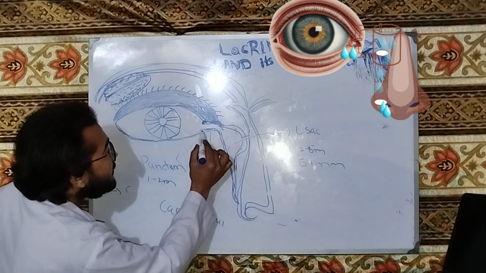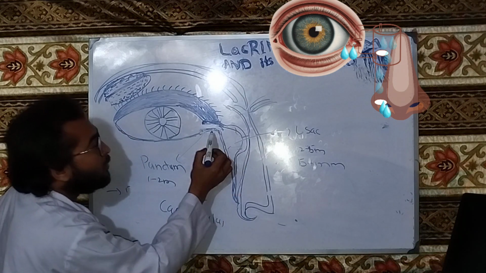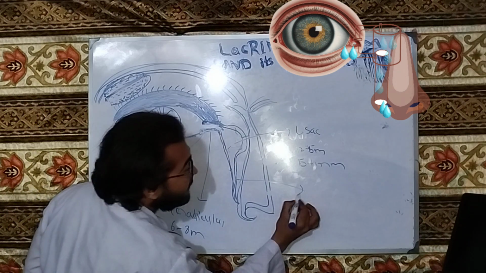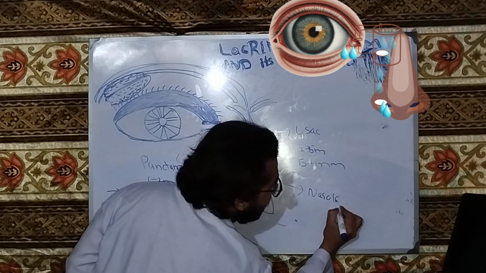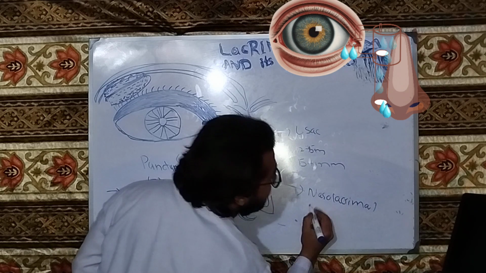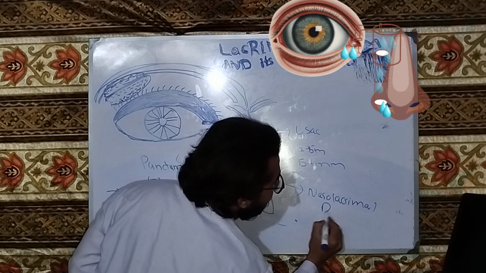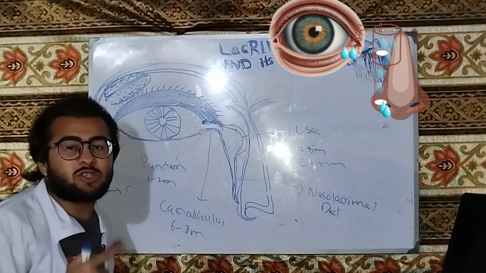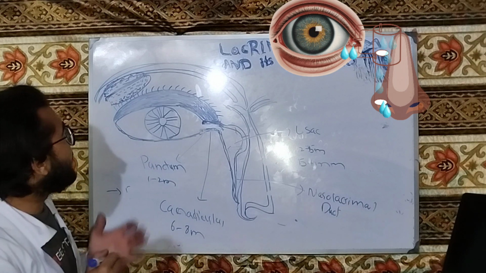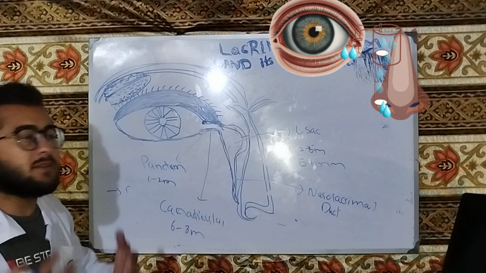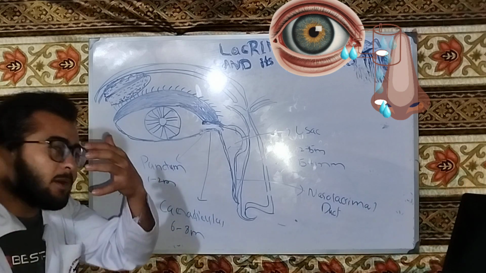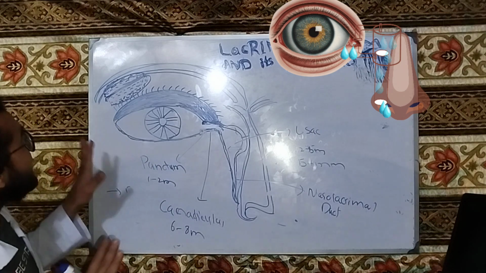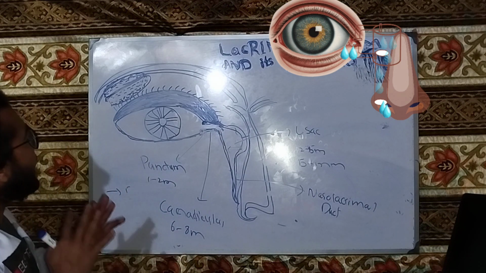So the punctum leads into the canaliculus, which leads to the lacrimal sac, and from the lacrimal sac we have the nasolacrimal duct, and this nasolacrimal duct drains the lacrimal sac into the inferior meatus of the nose. In this way the draining system drains the excess tears from the eye and keeps the tear film stable. Okay, so this is about the secretory system and excretory system.